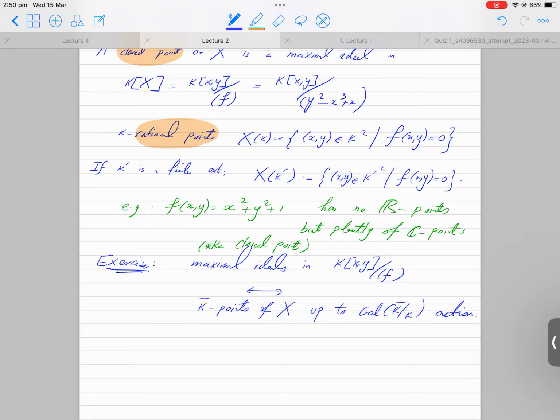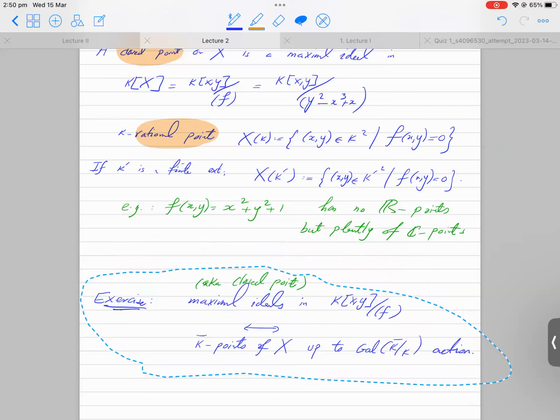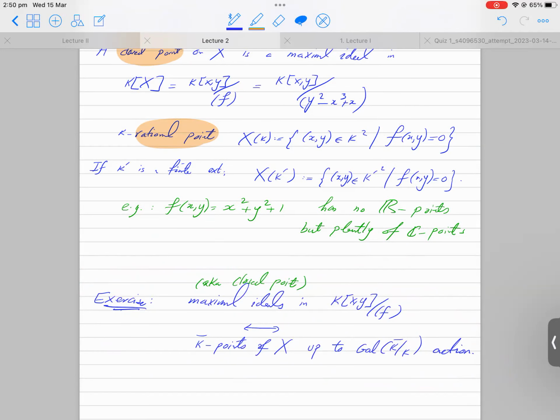But if you want to think of it as sort of in R, you have to group them together. So you have to consider it modulo the Galois action, okay? And the idea here for this exercise is the same. Once you unpack it, if you understand what each term means in the exercise, it's actually not very hard. And it's true not just for curves, but for any system of polynomial equations that we take.